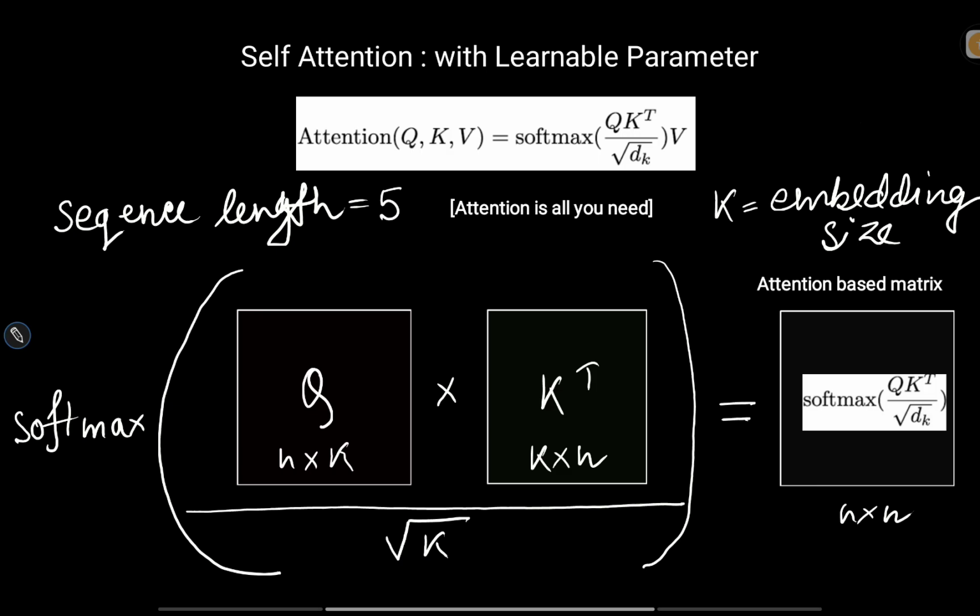If I take this example, we have this n cross K, which is our Q, so it is 5 cross 512. As I mentioned, in the Attention Is All You Need paper, K is equal to 512. So for this example, the shape of Q is 5 cross 512. After the transpose, we multiply with a shape of 512 cross 5, divide by the square root of K, and take the softmax, and the output is a 5 cross 5 attention matrix. So n is the sequence length for this example.